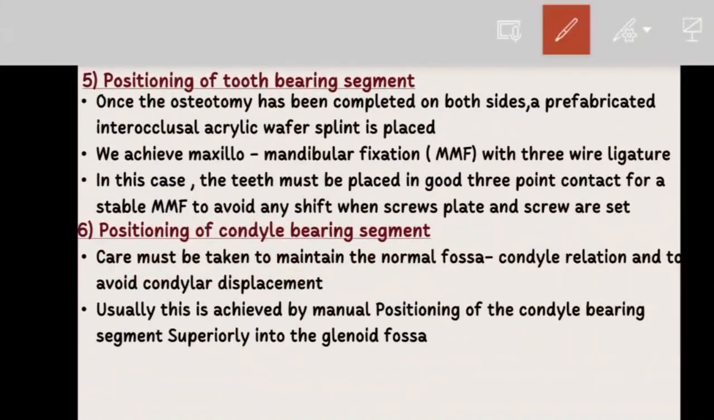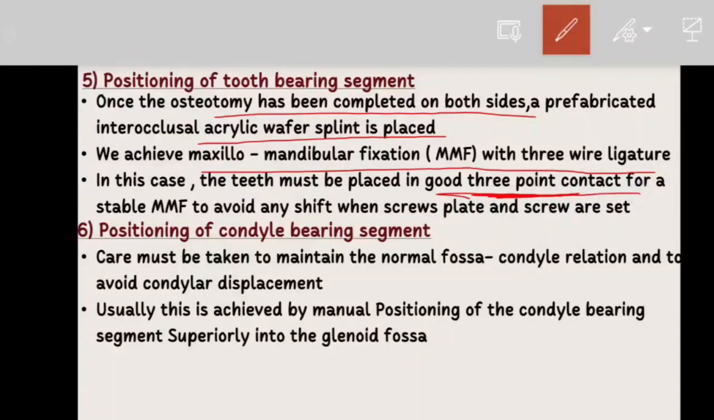Now the positioning of the tooth bearing segment. After the osteotomy, on both sides, a prefabricated interocclusal acrylic splint is placed. Maxillomandibular fixation is achieved using a 3-wire ligature. In this case, the important point is that the teeth must be in proper 3-point contact, so that no shifting occurs during the fixation.